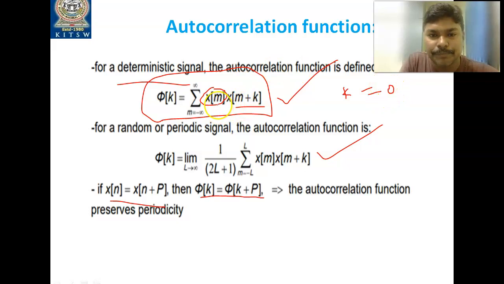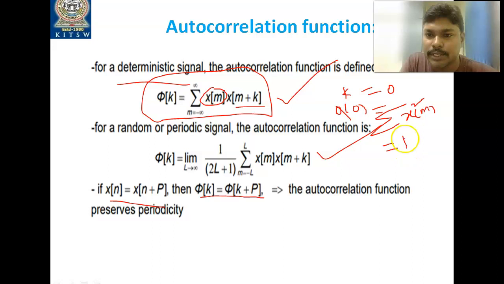So what happens if k equals 0? x of m is multiplied with the same sequence, that is x of m, and you take the sum. So this is nothing but phi of 0, which equals the summation of x of m times x of m. That is multiplication of the same sequence, so I can write x square of m. So what is sigma x square of m? It is nothing but the energy of the signal.